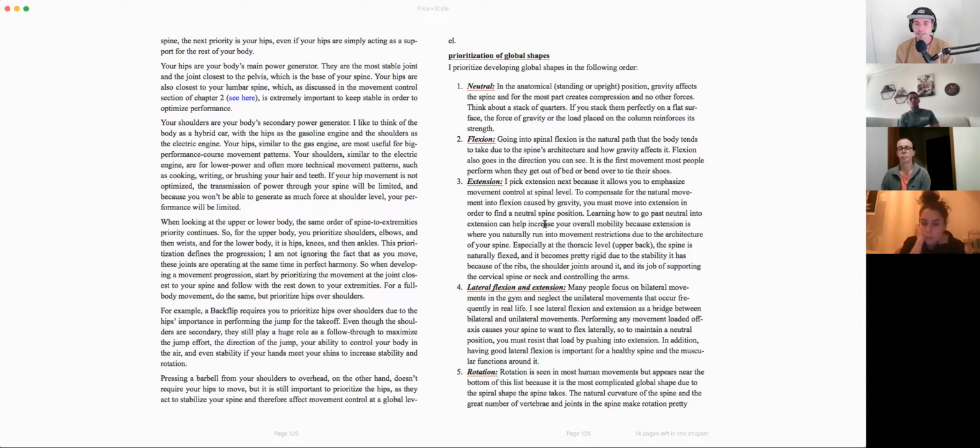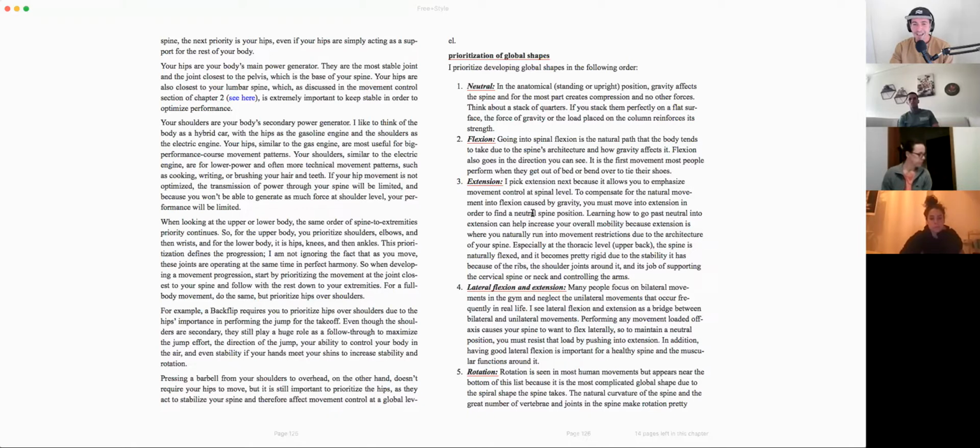Now, this is something that we can get into a little bit in future chapters, but I want you to simply pay attention. When you notice human movement, notice how much time we spend in a neutral shape versus in a flexed shape versus in an extended shape versus in a laterally flexed or extended shape versus in a rotated shape. And you'll see that we spend more time, technically, in a neutral position, and then less in a flexed, less in an extended, less in a laterally flexed and extended, and then finally less in a rotated position.